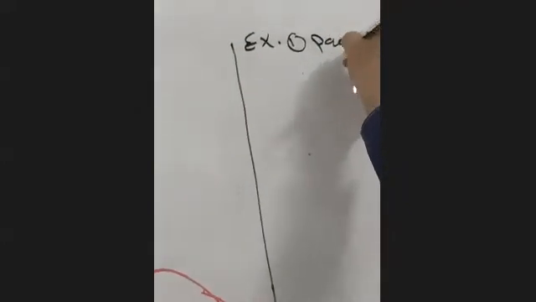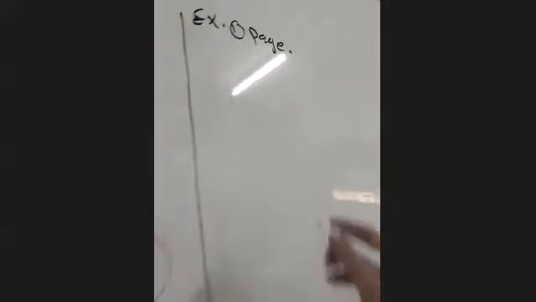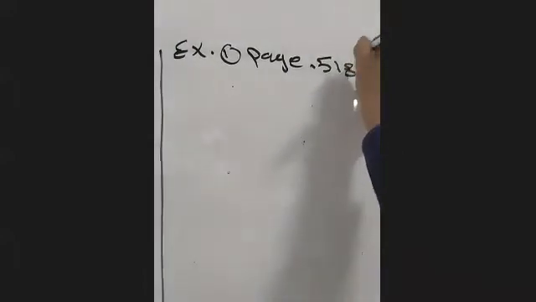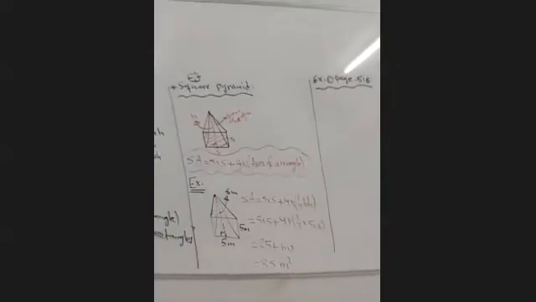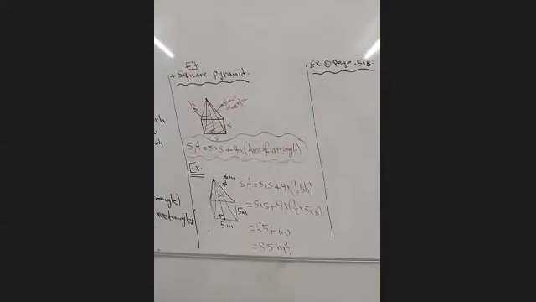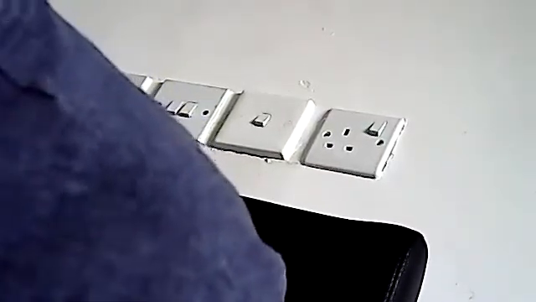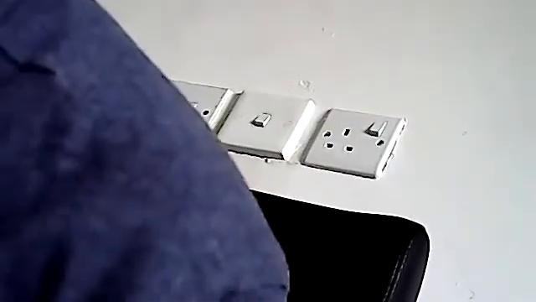Page 518. Read, Nidal. Make a net to represent a square pyramid. Draw and label a net to represent the square pyramid. Okay, guys, all of you leave everything and take a look at page 518.